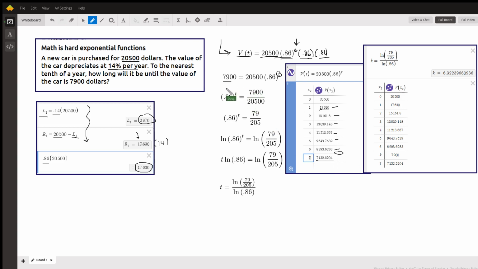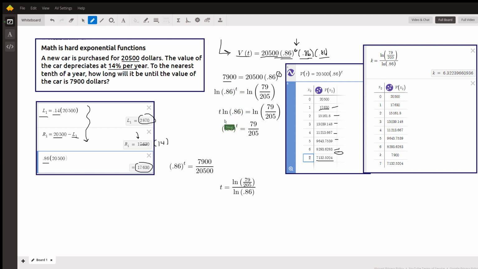So we take the natural log of both sides. Whoops. And guess what? I moved this to the wrong side. They should have been here. Take the natural log of both sides. Yeah, I got these all out of order. Sorry. Move the t down front by the power property of logarithms.